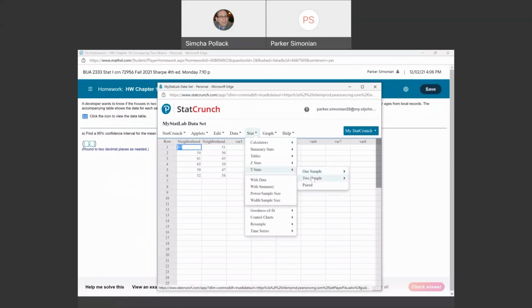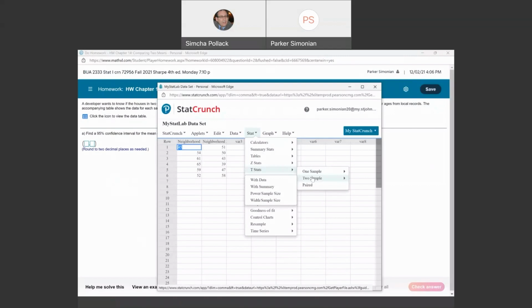Well, with data. Here's the first trick. You have to know if you're going to the T or the Z. And that's almost always you go to the T, because they're not giving you the population standard deviation. That's the theoretical difference. Sometimes they do, but very rarely. So you go to T, you go to two sample because you're comparing one average to another average.